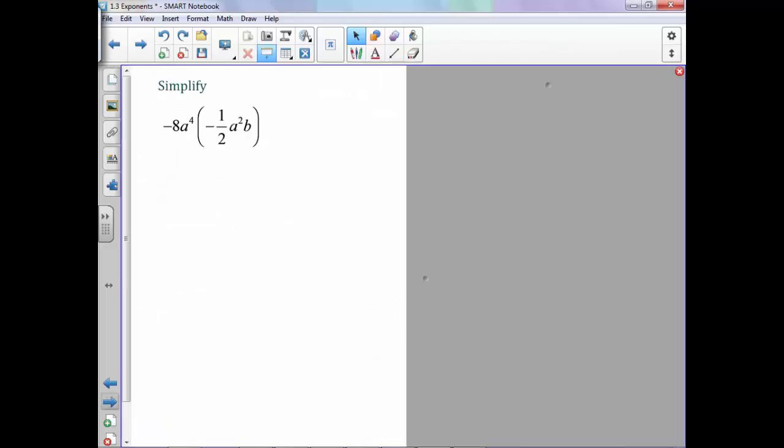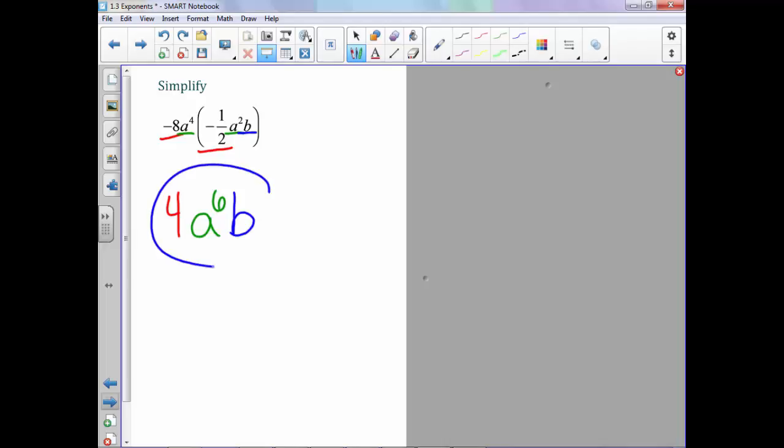So now let's simplify. These coefficients out front, we multiply like usual. They're numbers, they're not bases. So negative 8 times negative a half is positive 4. Half of 8 is 4. Our a's, we're multiplying them, so we want to add our exponents. So we'll have a to the 6th. This b doesn't have anybody to multiply by, so it's just times b.